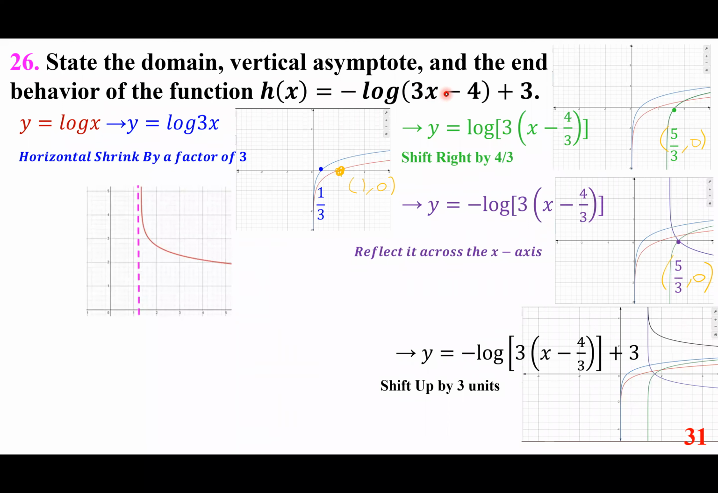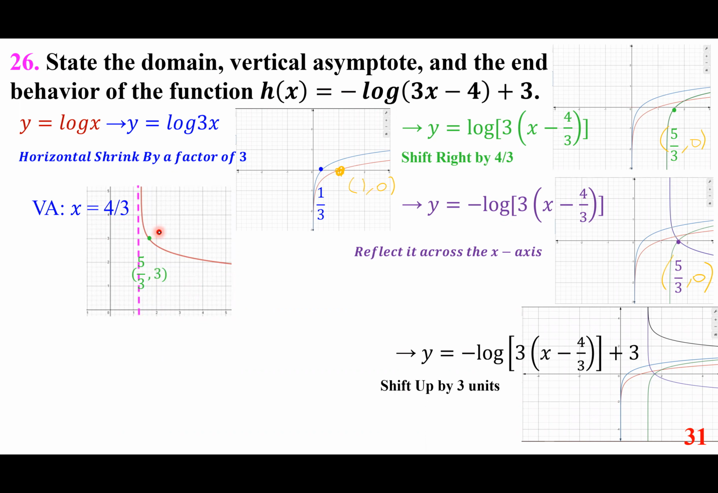So here's the graph. It's a little bit more detailed. That's the same graph. We went through the transformation. The vertical asymptote: set 3x minus 4 equal to 0, and it gives you x equals 4/3. And the original x-intercept of (1, 0), through all these transformations, has a new location (5/3, 3).